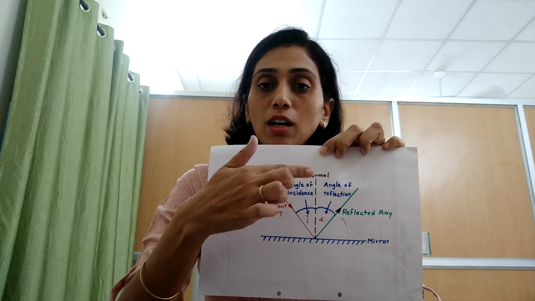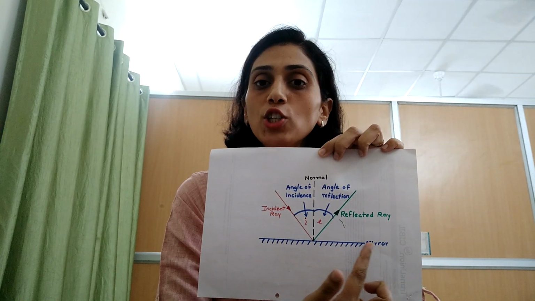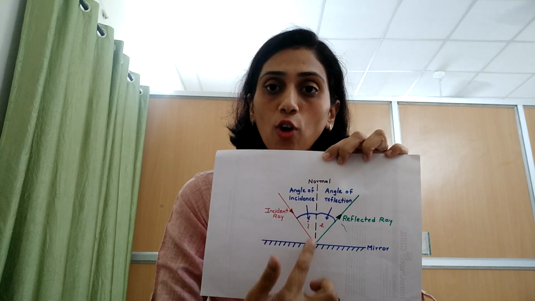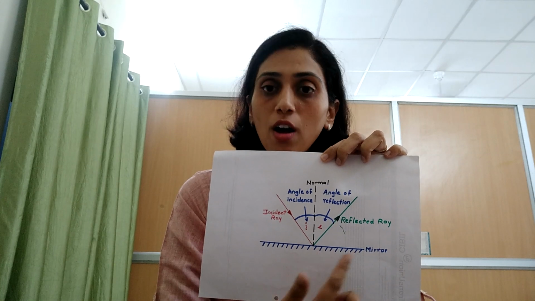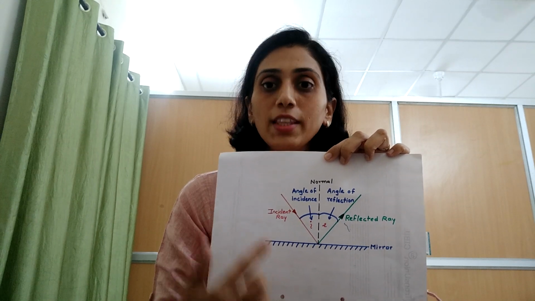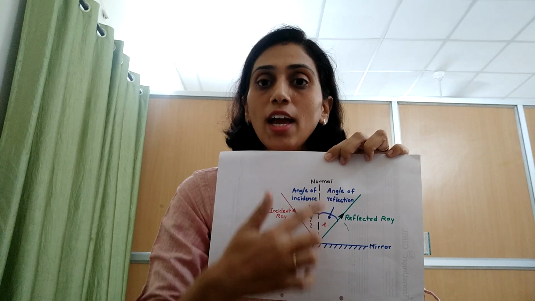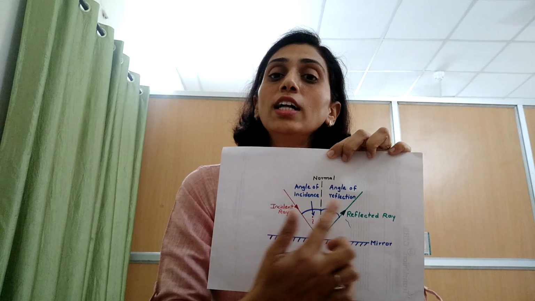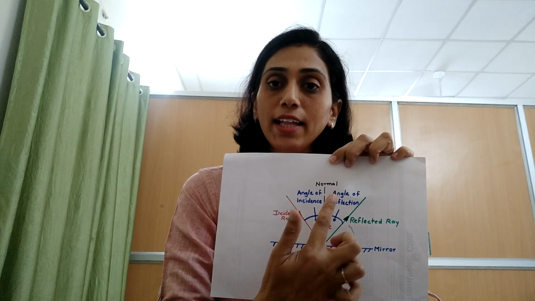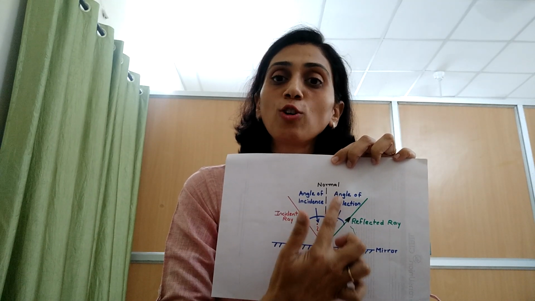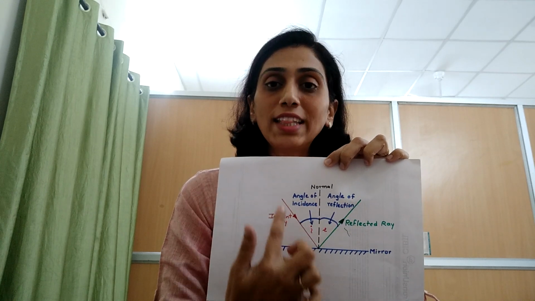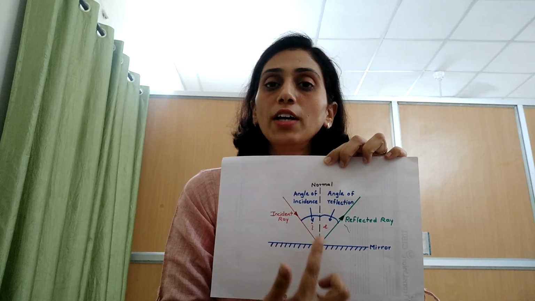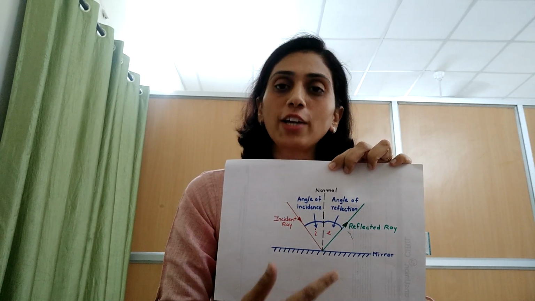Now there is a perpendicular line drawn, which is perpendicular, or 90 degrees, to the reflecting surface, and that is called the normal. You have to draw the normal perpendicular to the reflecting surface. Now the angle made by the incident ray and the normal we call the angle of incidence. Then the angle made by the reflected ray and the normal is called the angle of reflection. So all these are the components of the ray diagram that you have to draw when you are to draw the ray diagram for reflection or refraction.